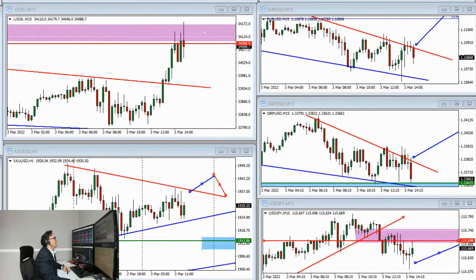Sorry, Kabogo is saying, can we go and look at oil, please? Well, crude oil is really, really bullish, guys. So let me just go and do this quickly.